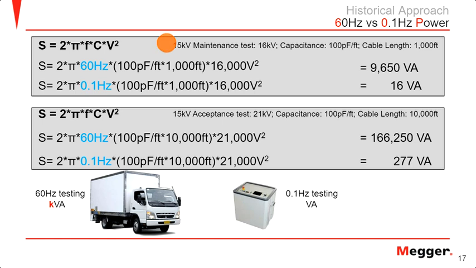You're doing a 15 kV maintenance test with a capacitance of 100 picofarad per foot, and the cable length, let's say, is about 1,000 feet. You would need 9650 VA, that's your power, to do that 60 hertz test. Versus when we are doing a 0.1 hertz test, you would only need 16 VA, which is much more practical. So your test set can be a lot smaller and more compact compared to a 60 hertz test. So that's your main advantage of doing a VLF test.